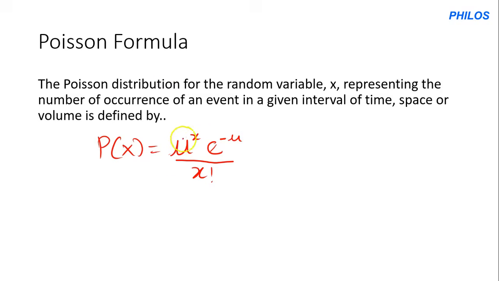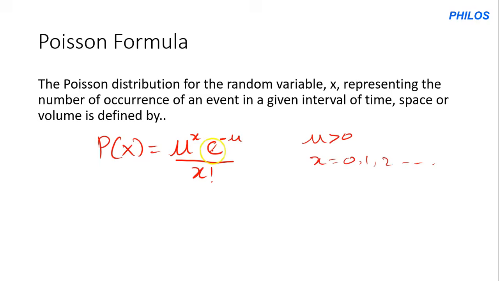Now this mu here represents the mean, okay, and it should be a non-negative number. That is, it should be greater than 0. So it can be 0.5, 1, 2, going on. And the x should be a discrete variable which can be what? 0, 1, 2, going on. Okay.